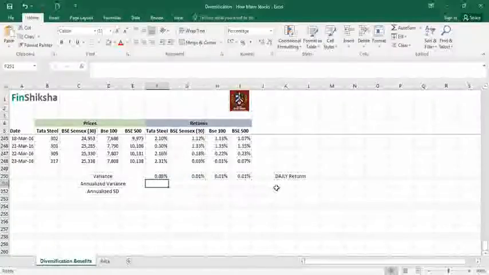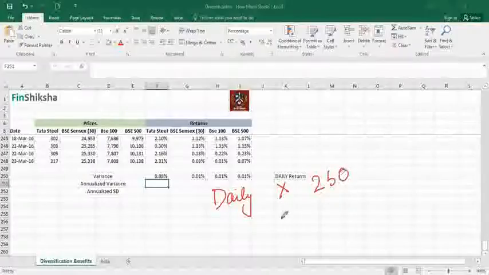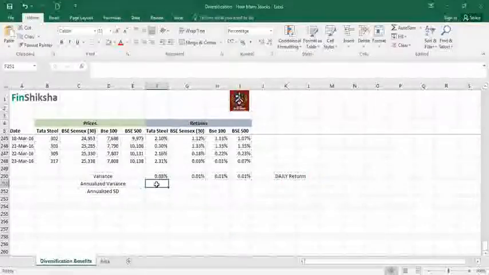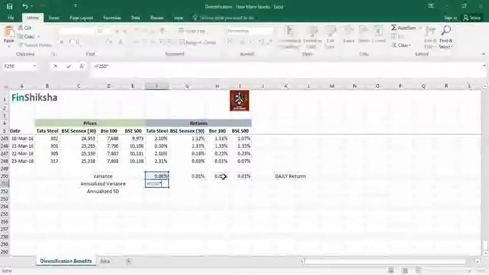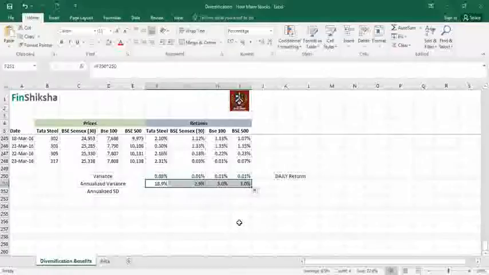How do we annualize it? Remember, if you annualize it, there are 250 trading days in the year, approximately, cutting for holidays and Saturdays and Sundays when the stock market is not trading. So you take the daily number and you multiply with the number of trading days, which is 250, right? That's your annualized variance. What do we calculate that as? So 0.08 multiplied by 250 in percentage terms. That's what the annualized variance is, correct?